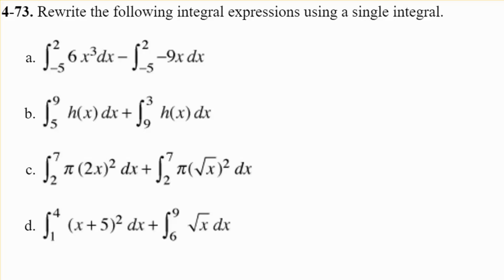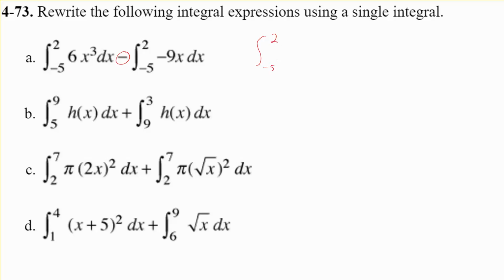Taking a quick look at 73, we got some integrals that we want to combine into a single integral. We kind of lead in there. We've done this in class a little bit. The first one is just straight up -5 to 2 on both of them. So with subtraction, we can just subtract.